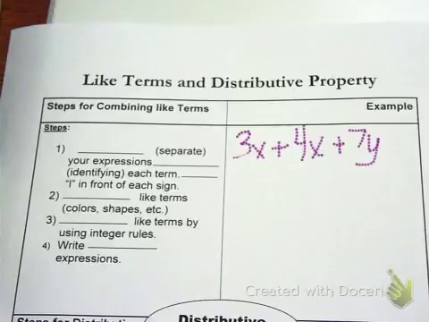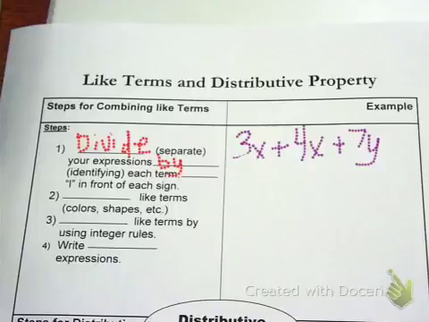So let's walk through this together. Let's look at my steps first. On my steps, let's talk about how we actually go through and combine like terms. The first thing you need to do is divide. So on your organizer, which you already have, I want you to write divide. Divide or separate your expressions. And you're going to do that by identifying each term. Again, a term is a number and a variable.